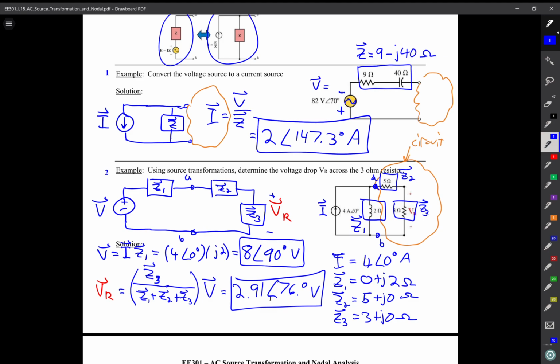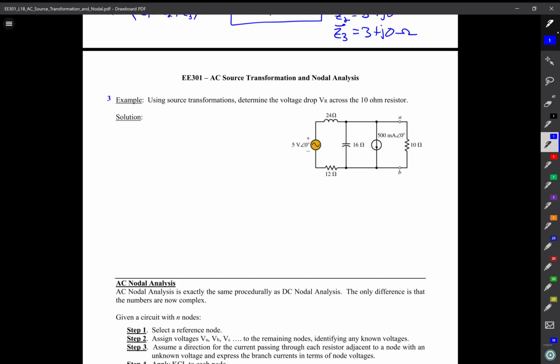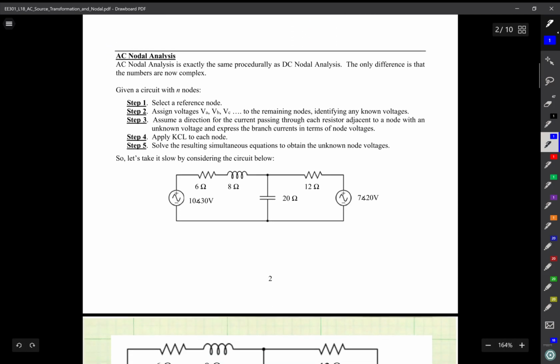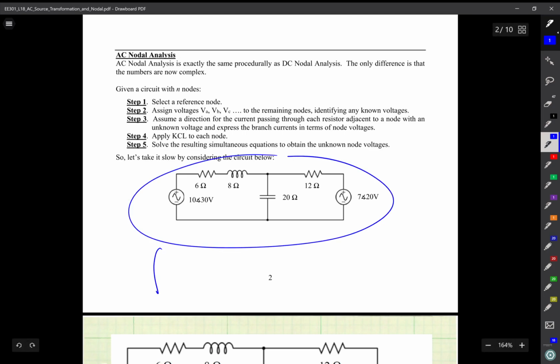Okay. Now, again, the same physical laws that govern voltages and currents in an electrical circuit apply to AC circuits as well. So this also applies to nodal analysis, where the steps in the process are exactly the same. So I'm going to use this problem here, and I'm just going to walk through how I would solve an AC circuit using nodal analysis.